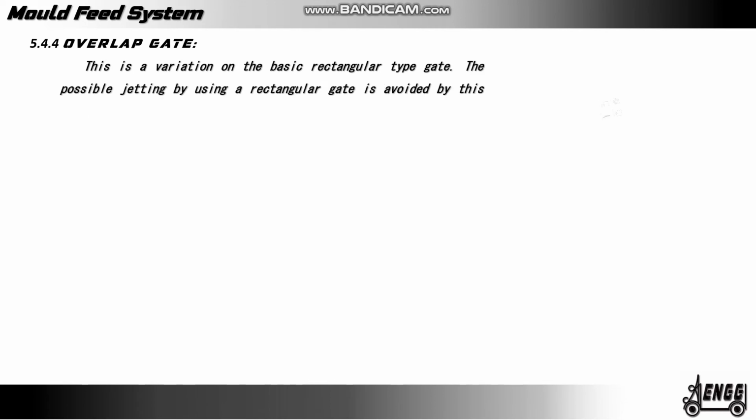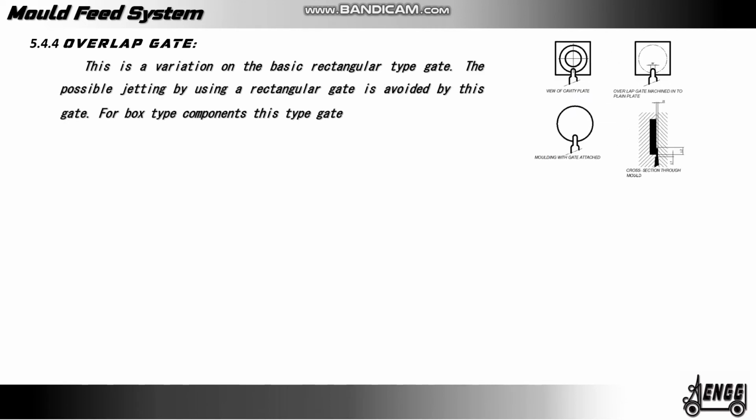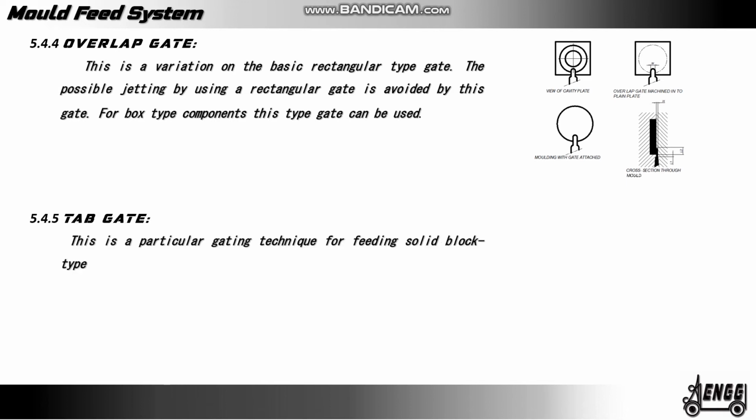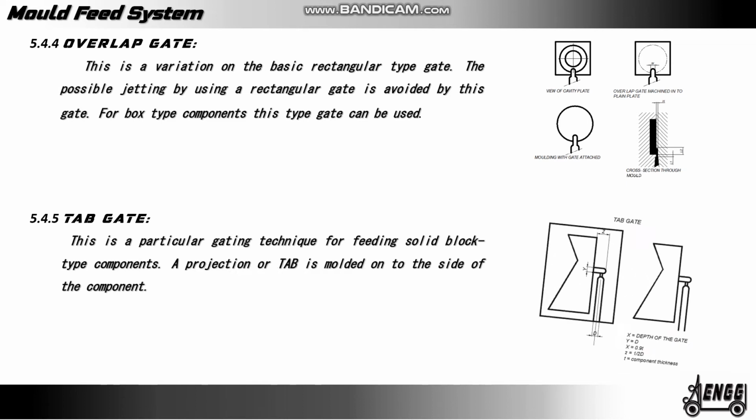Overlap gate. This is a variation on the basic rectangular type of gate. Possible jetting by using a rectangular gate is avoided by this gate. For box type component, this type of gate can be used. Tab gate. This is a particular jetting technique for feeding solid block type components. A projection or tab is molded on the side of the component.